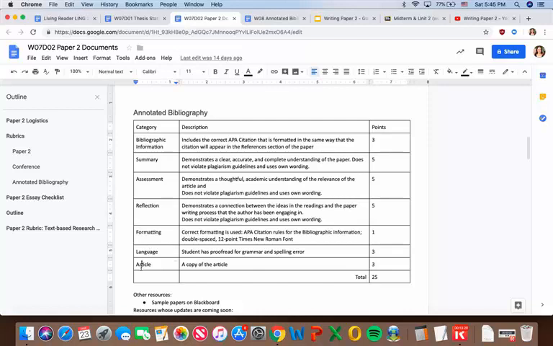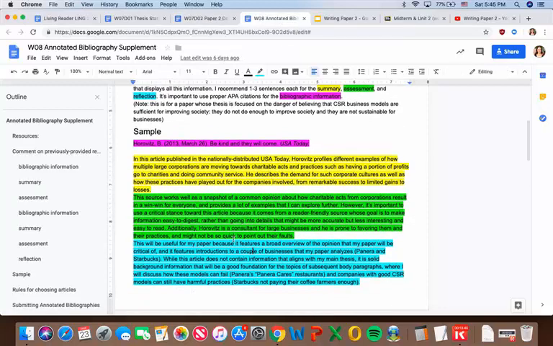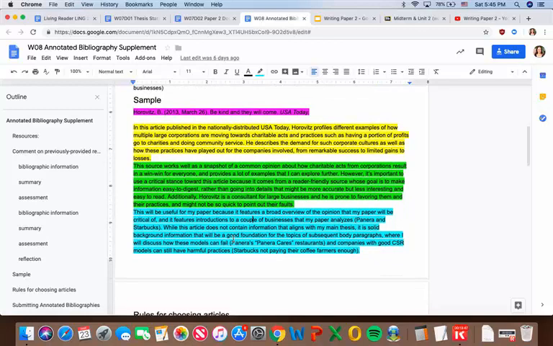The last part that I've included in this rubric is that you need to include an article. So you need to include a copy of the article and submit that as well. So I want to look at submitting this. Those are the different parts that make up your annotated bibliography. So if you want, go ahead, read this, take your time with that.